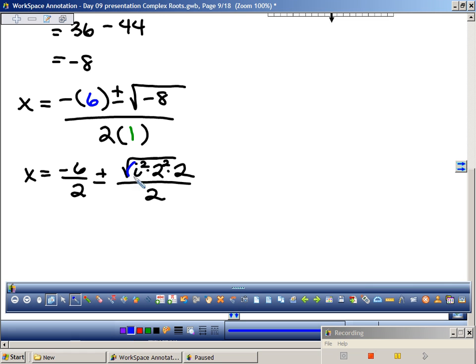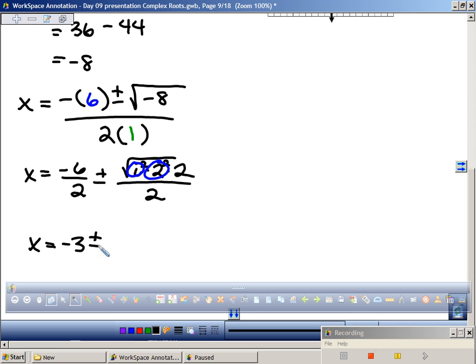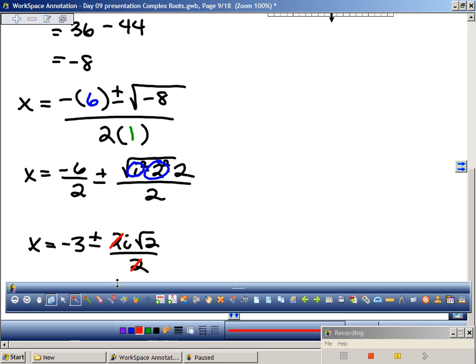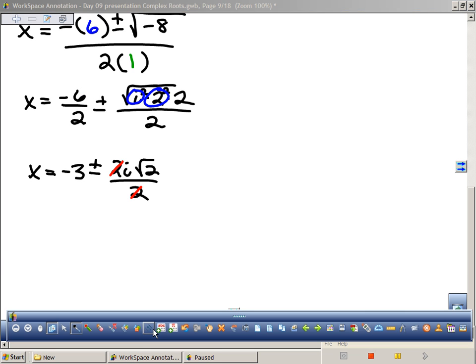I've got squares in there. That one comes out, and that one comes out. And I'm left with x equals negative 3 plus or minus, what is that? 2i root 2 divided by 2. Now I can cancel right here. Those two can cancel. And we're left with x equals negative 3 plus or minus i square root 2.